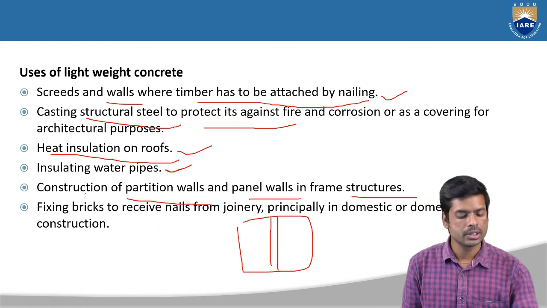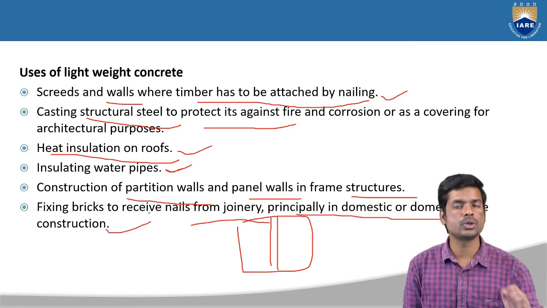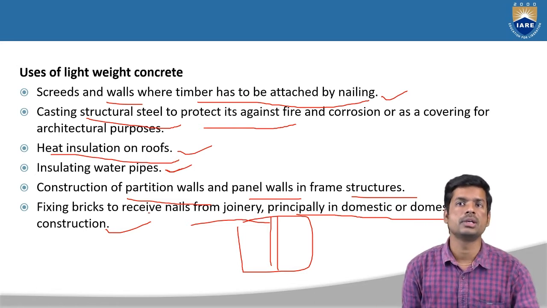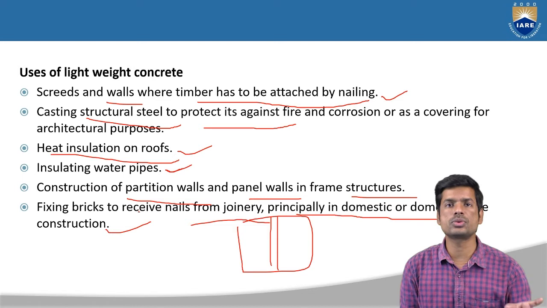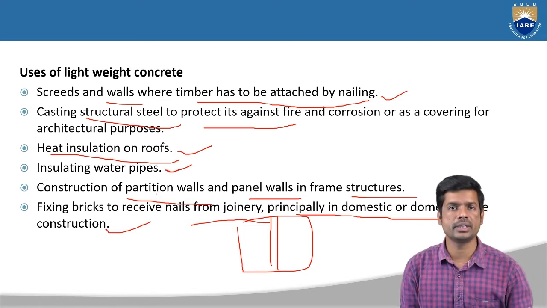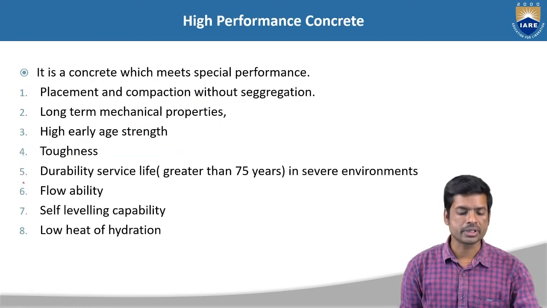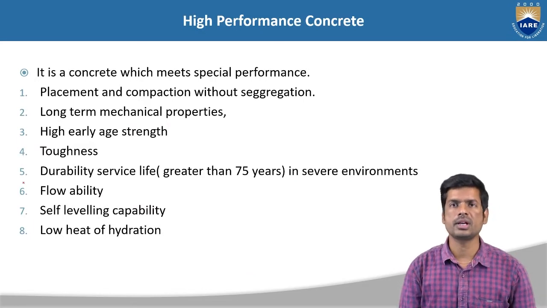And next, fixing bricks to receive nails from the joinery, principally in domestic type construction. In domestic construction we are going to join different types of components. To join these two components we are going to nail them, right? So to take those nails very easily, there we can use lightweight concrete. So these are the different uses of lightweight concrete.